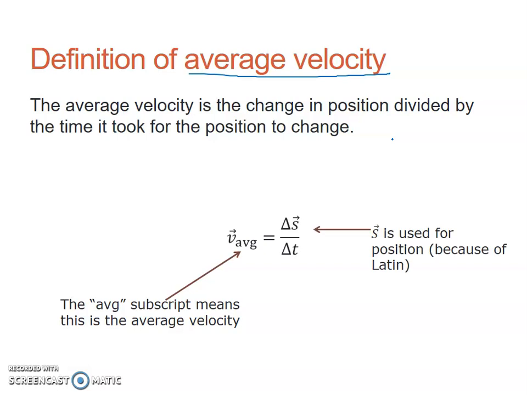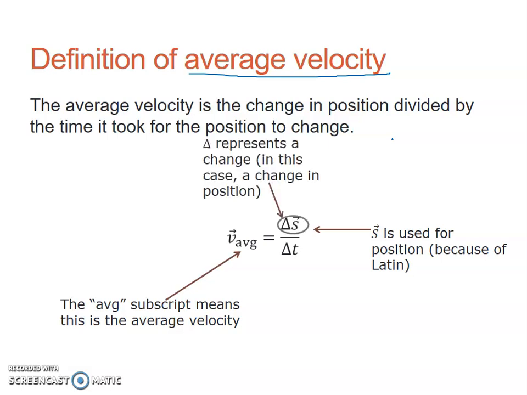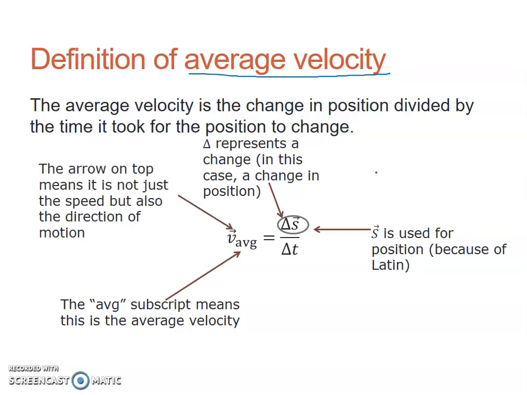S is used for position. Why? Because there's no P in position. Actually, there is an S in position, but it's because of the Latin word from which position is derived. And of course, the delta, as you know, represents a change. So it's a change in position. Now, change in position is a little different than distance, which I used in the previous example. Distance is basically how much distance you have covered, how much distance your wheels have rotated along the ground, whether it's straight or not. We'll get to the details of that shortly.